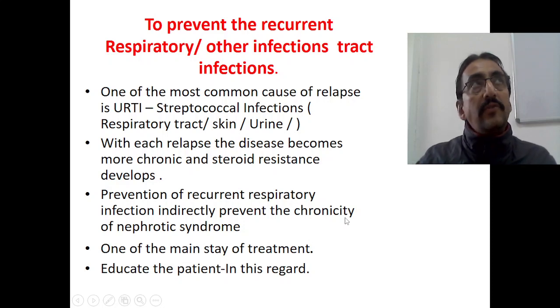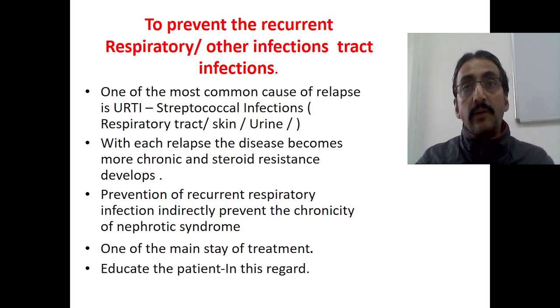Another important issue that should be kept in mind is the prevention of recurrent respiratory tract infection, because one of the most common causes of relapse is URTI, upper respiratory tract infection, maybe viral or sometimes even streptococcal infections. With each relapse, the disease becomes more and more chronic and exaggerated every time, and every time you have to go for steroid, and then he becomes steroid dependent.